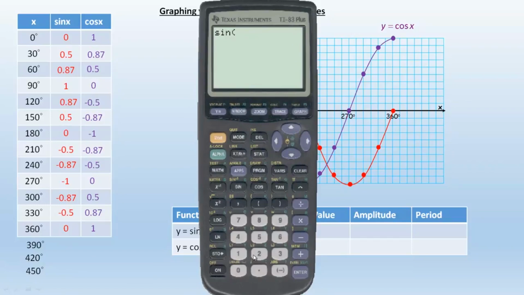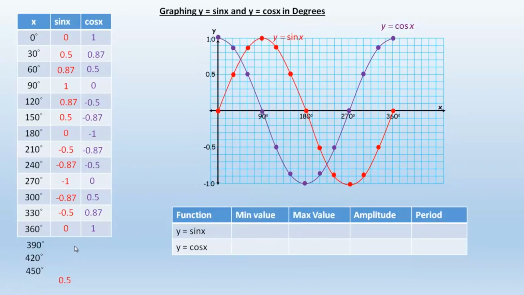So if I did the sine of 390, and then I'll do 420, and then I'll do 450. Okay, so 0.5 here, 0.87 here, 1 here. Notice it's duplicating the same kinds of values.